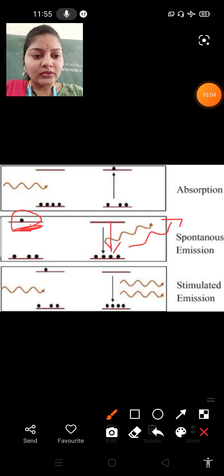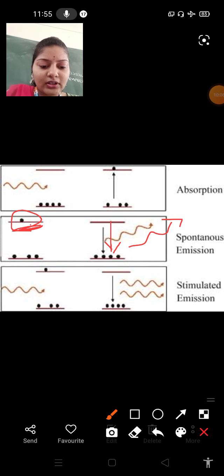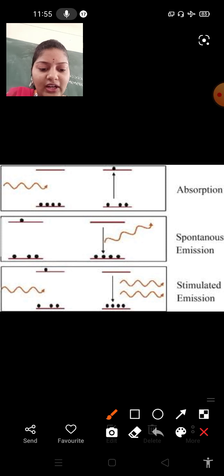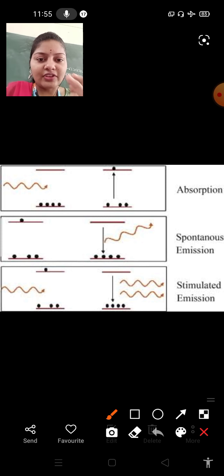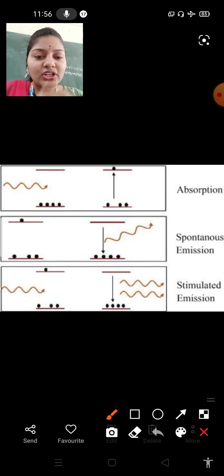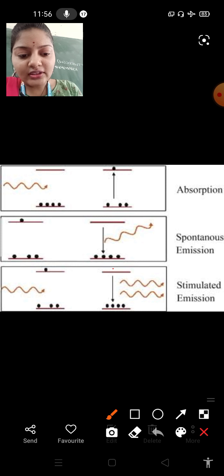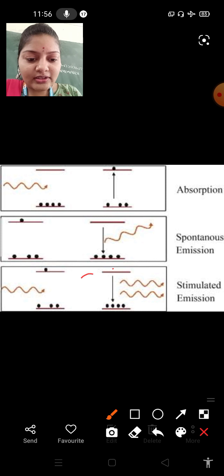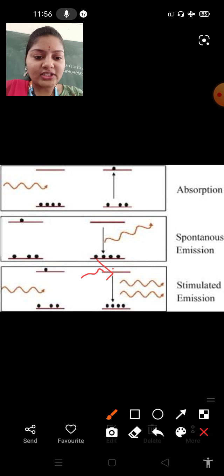See here, in case of stimulated emission, what will happen? The atoms in the excited state come to the ground state. In spontaneous emission, we are not supplying any energy to the atoms in the excited state. But in stimulated emission, we are giving an incident matching photon of energy h nu. Here the atoms are in the excited state, so we are making a photon of energy h nu incident on the atom which is present in the excited state.